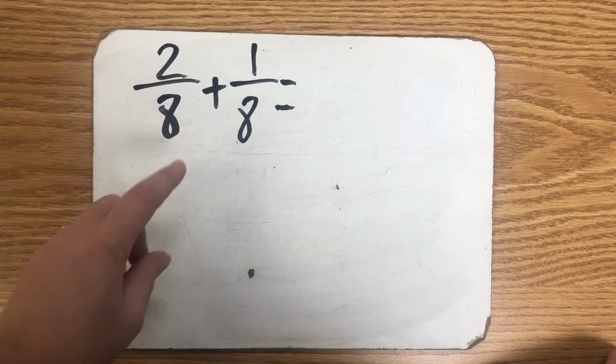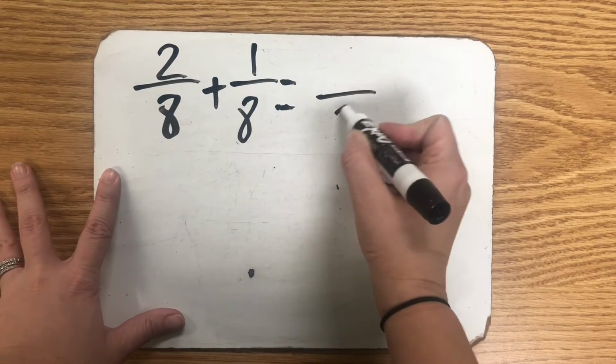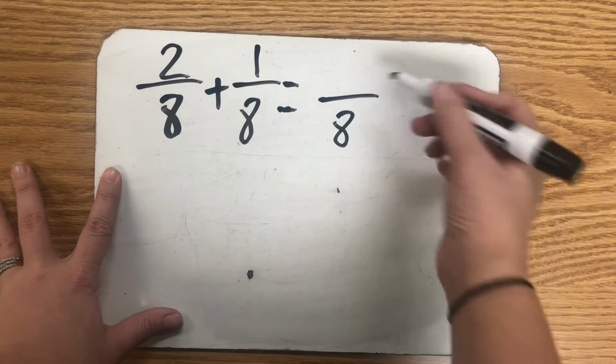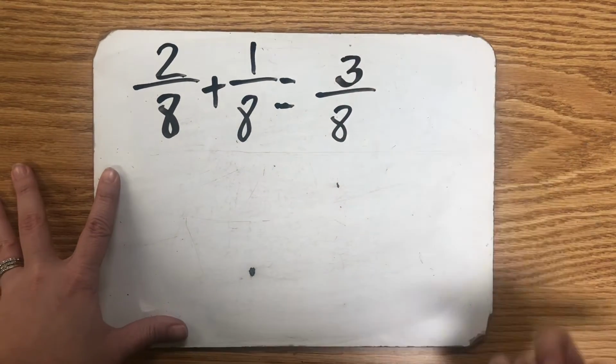Two eighths plus 1/8. Again, denominator stays the same. 2 plus 1 is 3. That will not reduce down.